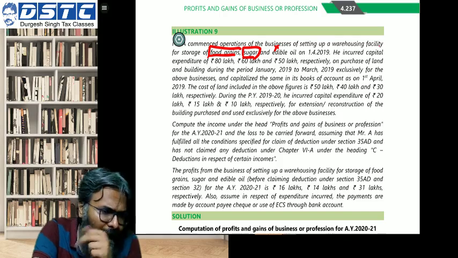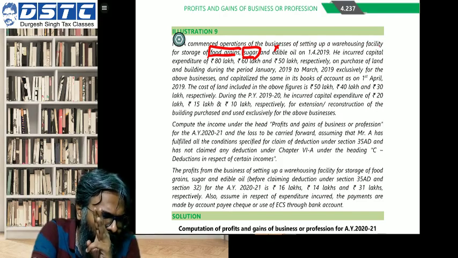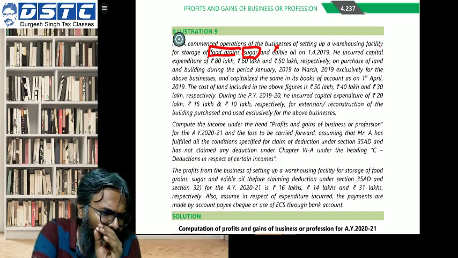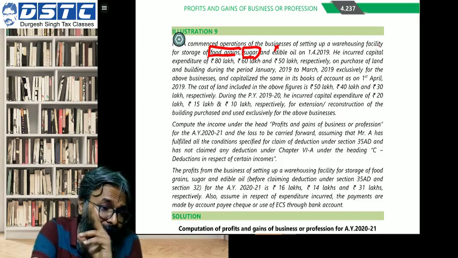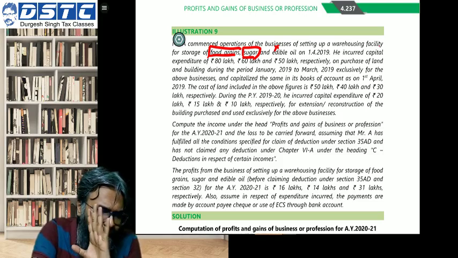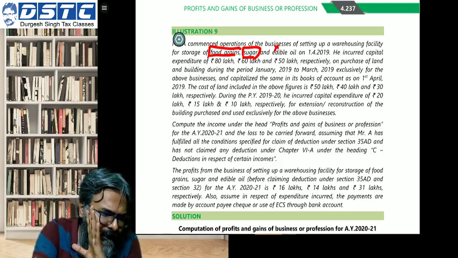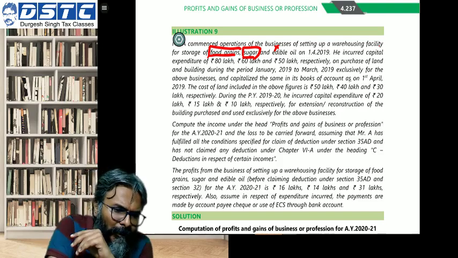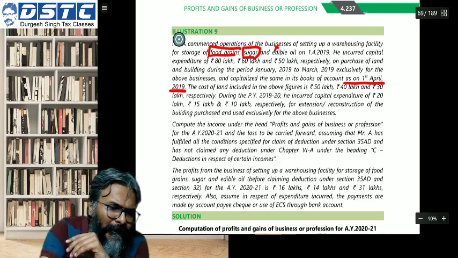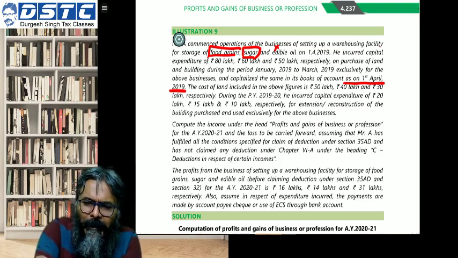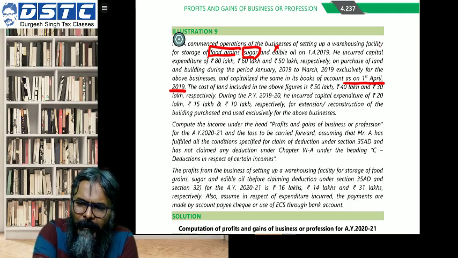Okay, so he has incurred capital expenditure of 80 lakhs, 60 lakhs and 50 lakhs respectively on purchase of land and building during the period January 2019 to March 2019, exclusively for the above business. Exclusively for what, students? For the above business. And capitalized the same in its books of accounts on 1st April 2019. So yes, if the capital expenditure is incurred before the commencement of business, then 35AD says that the amount which is capitalized in the books will be allowed as deduction.